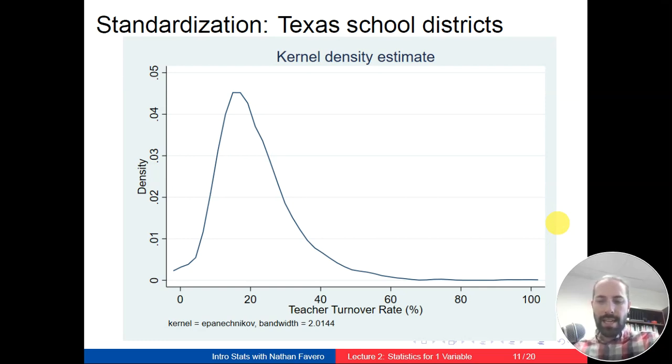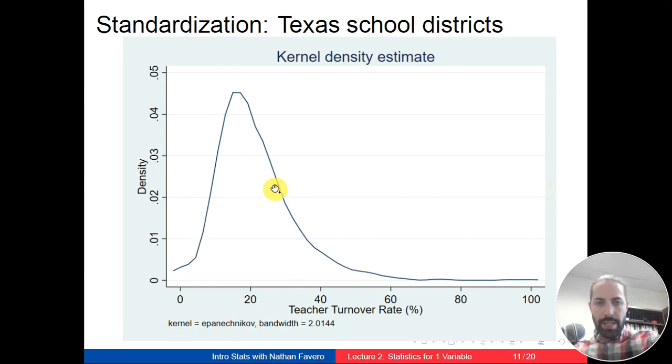Returning to that data set of Texas school districts, you can see that here we just have one kernel density plot. In the previous graph that we looked at in part one, we had separated out the traditional schools from the charter school districts. In this case, I'm just putting all of the districts together. So this includes both charter schools and traditional school districts and shows the distribution of the teacher turnover rate. And you can see this is measured on the same scale as before, the percent turnover rate that year.